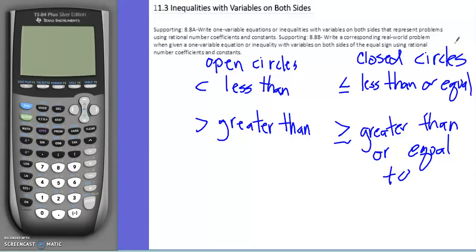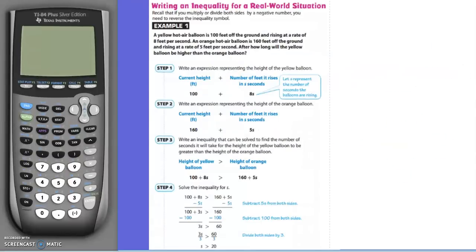Alright, so let's take a look at a real-life example number 1. Okay, on example 1, it says a yellow hot air balloon is 100 feet off the ground and rising at a rate of 8 feet per second. Our constant rate of change is the 8 feet per second. So we have a yellow hot air balloon at 8 feet per second. That's the constant rate of change.